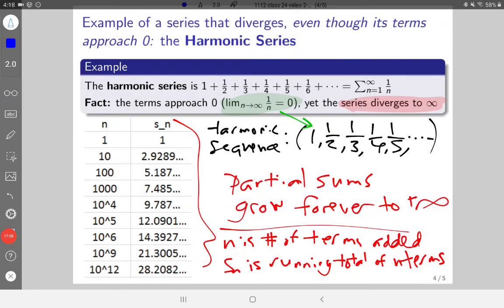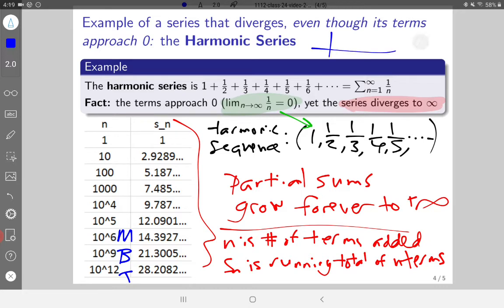And just to speed up the process slightly down at the bottom here, I went from 10 to the 6th, or a million, down to 10 to the 9th, which is a billion. And then 10 to the 12th, which is a trillion. And those are jumping up by about 7. You see how the difference is about the same, well, approximately 7 each time, as I'm multiplying by 1,000 each time. This shows you the logarithmic growth of the partial sums.